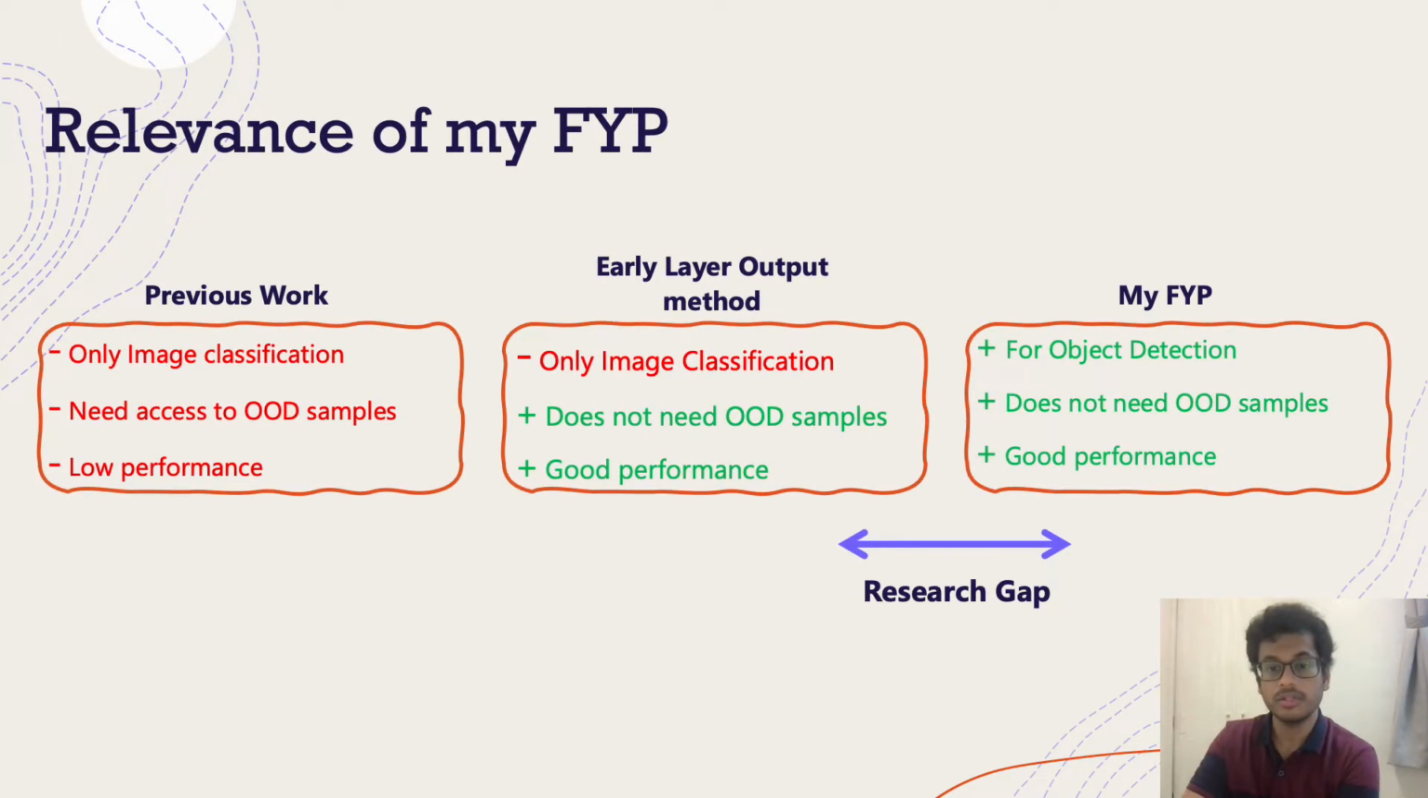The previous works in OOD detection have three main drawbacks as listed on the slides. More recent works, specifically a method called detecting out of distribution inputs in deep neural networks using an early layer output, or as we are going to call it, early layer output method, has been able to address two out of these three concerns by eliminating the need of OOD samples and offering good performance.